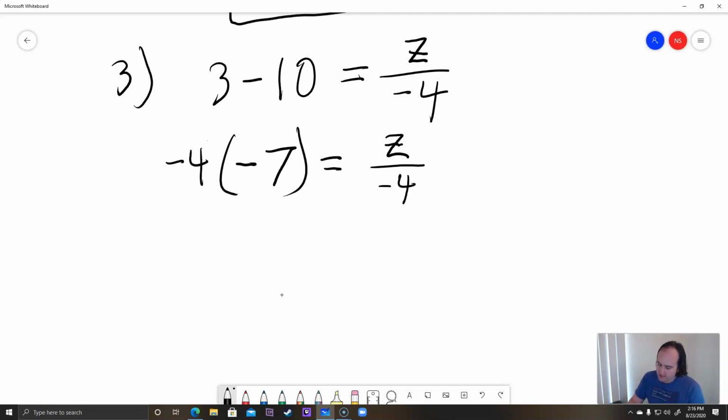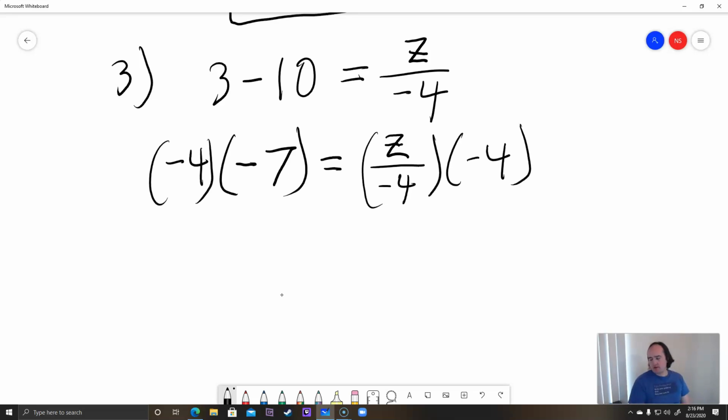So I'm going to multiply both sides by negative 4. And again, why am I choosing to multiply? Because I see this is dividing by negative 4, and the opposite of dividing by negative 4 is multiplying by negative 4. So I know that these negative 4s on the right side are going to cancel out, and that's going to allow me to isolate z, which is what I want.